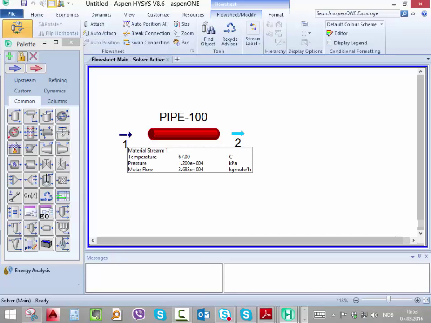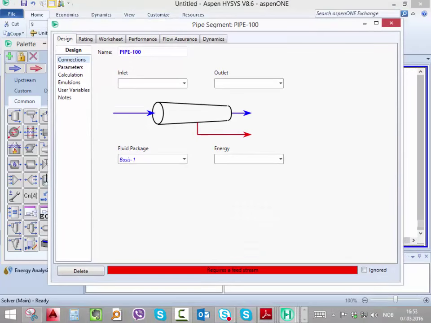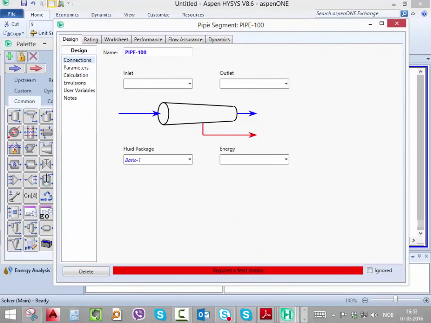Okay, so we have the inlet stream. Now we have the outlet. And let's see if we need anything else. Let's click inside this pipe, okay, that is going to represent this 158 kilometers pipe. So you see what it needs? It needs an inlet, okay? In this case, it's number one. It needs an outlet, number two.